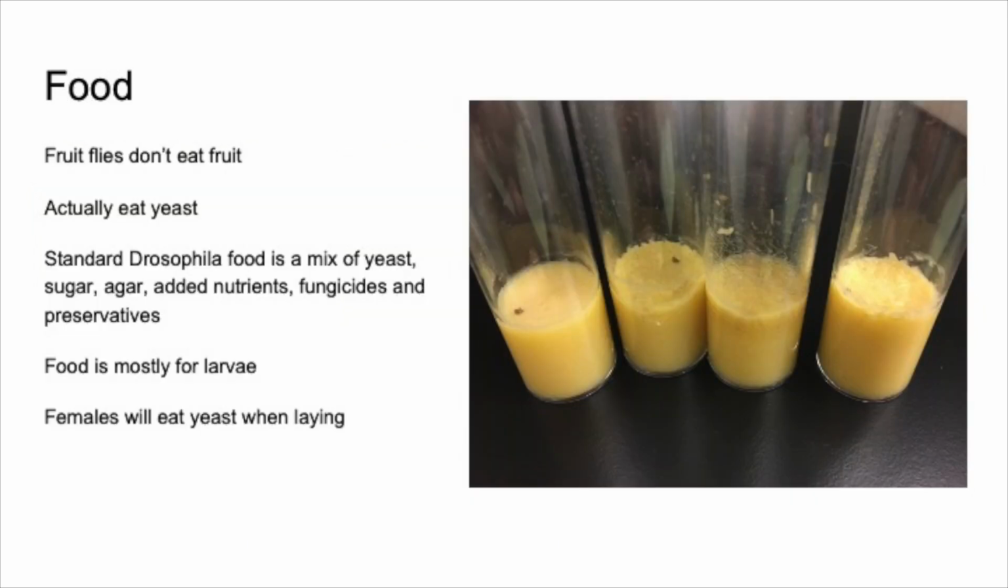Despite the name, fruit flies don't actually eat fruit. They actually eat yeast. So the standard Drosophila food is a mix of yeast, sugar, agar, some added nutrients, and a number of chemicals that act as fungicides and preservatives to prevent anything gross from growing in the food.